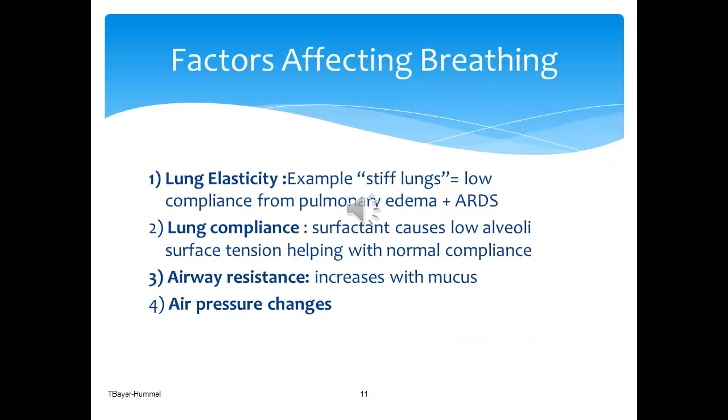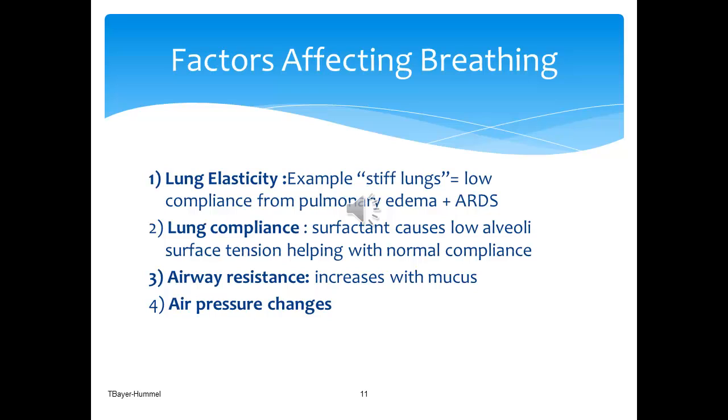Factors affecting breathing. Lung elasticity. An example of poor lung elasticity is stiff lungs, which equals low compliance, from pulmonary edema or ARDS. Lung compliance, or distendability, is the elasticity and expandability of the lungs and thoracic structures. Compliance allows the lung volume to increase when the difference in pressure between the atmosphere and thoracic cavity creates a pressure gradient, causing air to flow in.